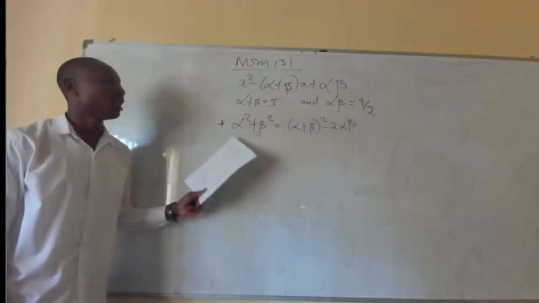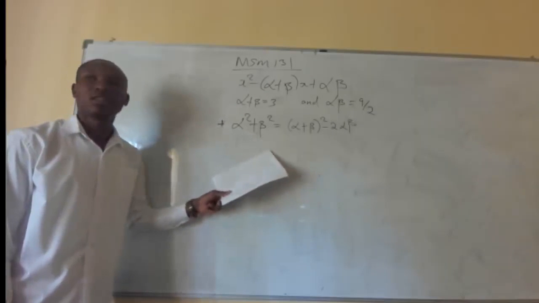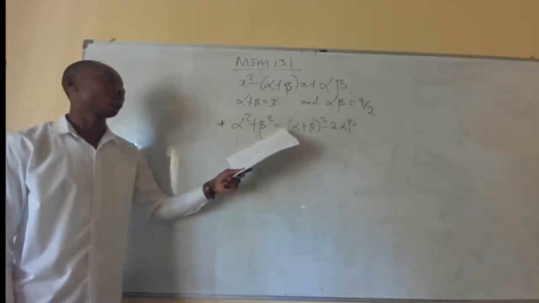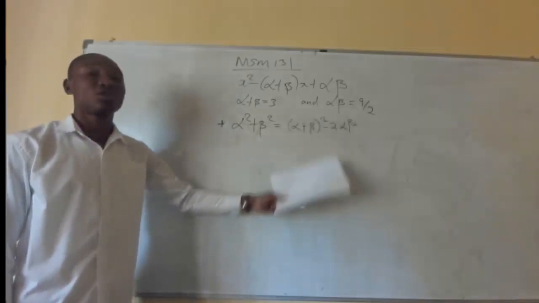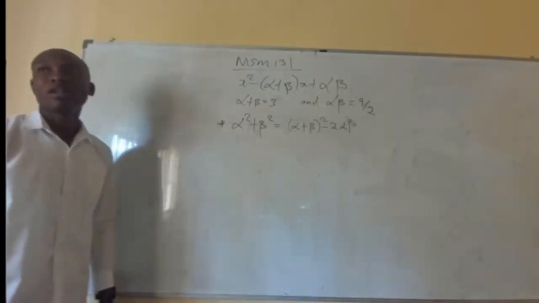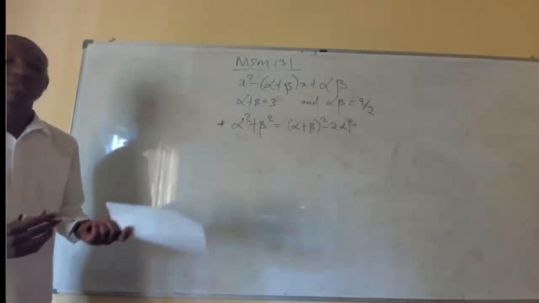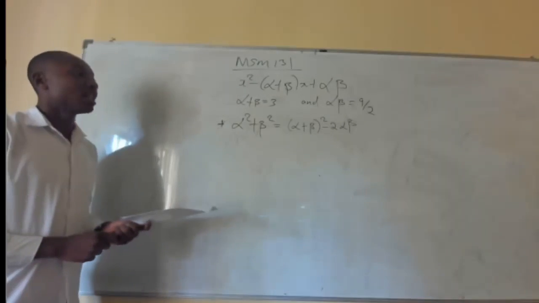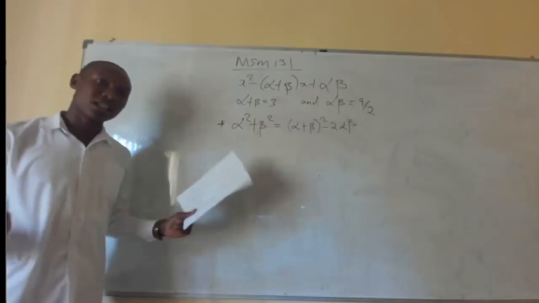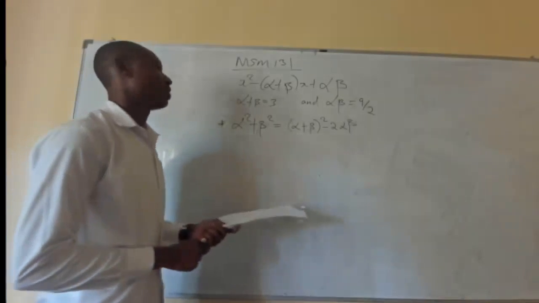So whenever you see alpha squared plus beta squared, remember that you need to replace it with alpha plus beta squared minus 2 alpha beta. Okay, so this is how we always deal with these things. Every time, this is a standard. Remember, standard is something that you can always rely on.